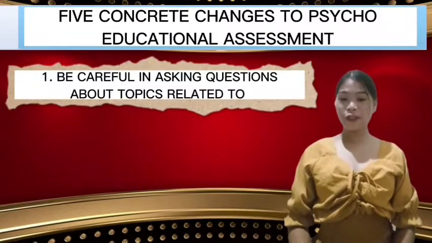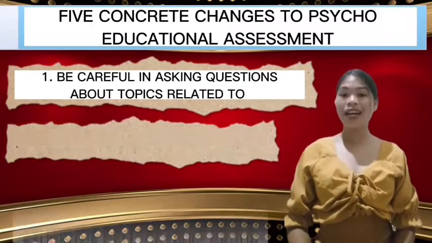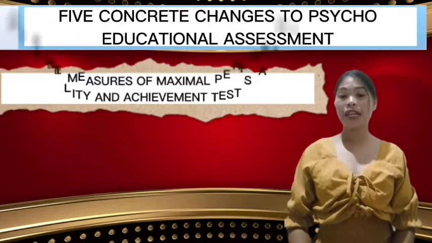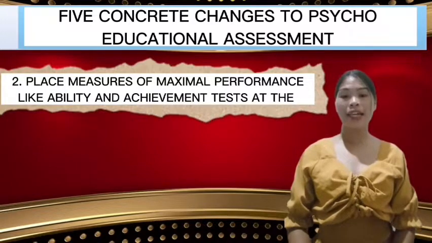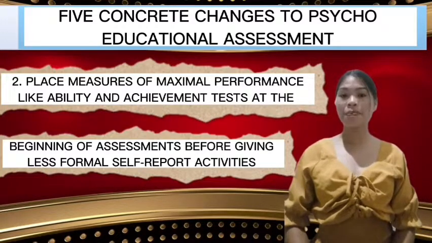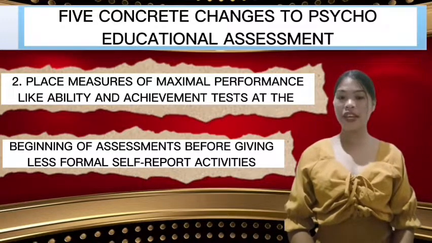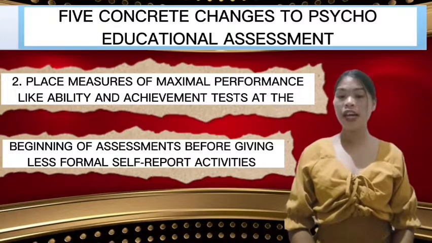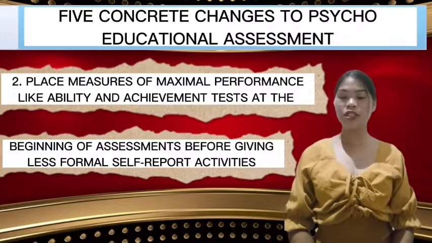First, be careful in asking questions about topics related to students' demographic group. This may inadvertently induce stereotype threats even if the information presented in the test is accurate. Next, place measures of maximal performance, like ability and achievement tests, at the beginning of assessments before giving less formal self-report activities that contain topics or information about family background, current home environment, preferred extracurricular activities, and self-perceptions of academic functioning.